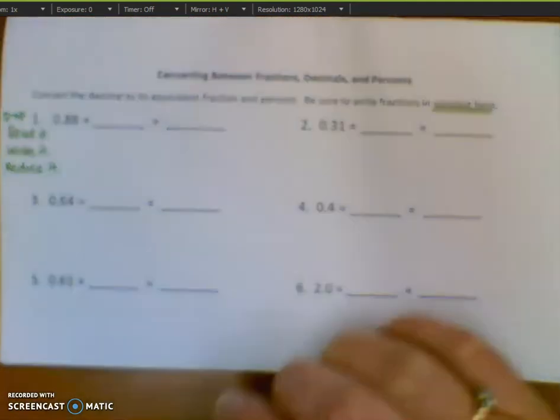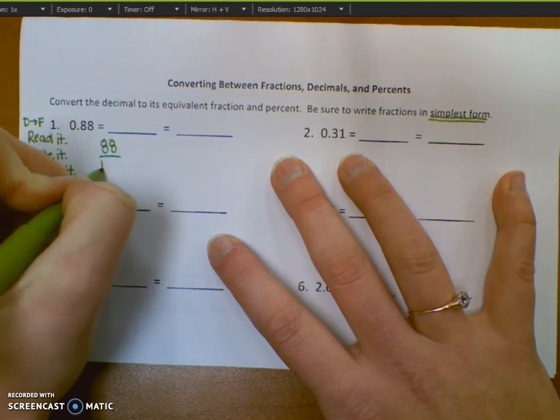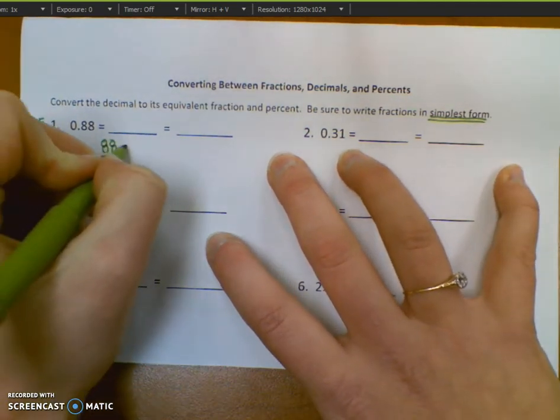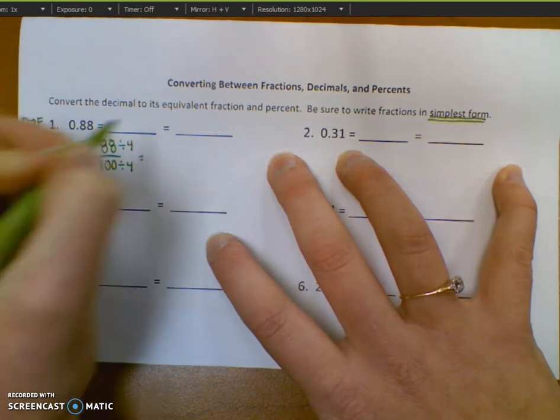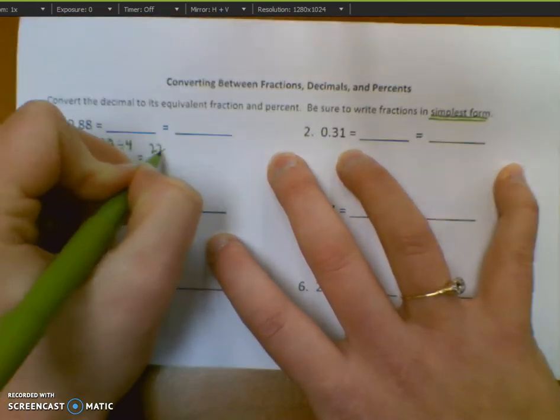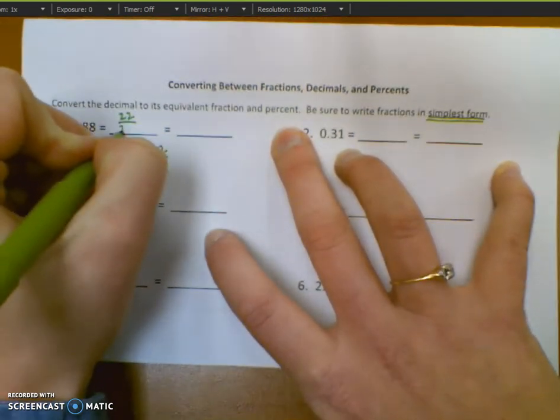So I read this as 0 and 88 hundredths. I'm going to write it as 88 hundredths, or 88 over 100, as a fraction, and then I'm going to reduce it. I know that 4 goes into both of those numbers, so I'm going to divide by 4, and when I do that I get 22 over 25. So my fraction here is 22 over 25.